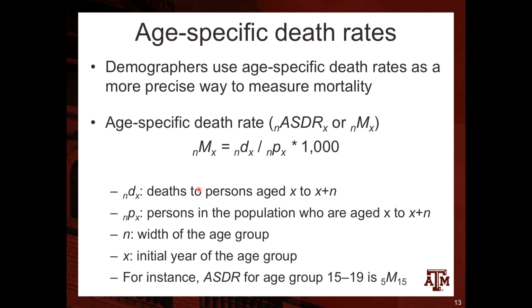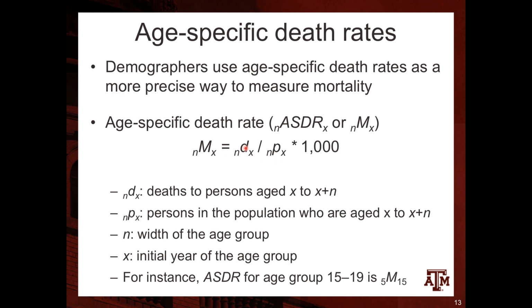So another measure that we can use to analyze death rates in specific countries are the age-specific death rates. Demographers use these age-specific death rates as a more precise way to measure mortality. Instead of dividing the overall number of people who are dying in a specific year by the whole population that year, we get the people dying in a specific age group divided by the population of that specific age group. And the subscripts here, the X and N, we are saying that these are deaths to persons age X to X plus N. And here's the number of persons in the population who are age X to X plus N. That's the standard notation in demography.